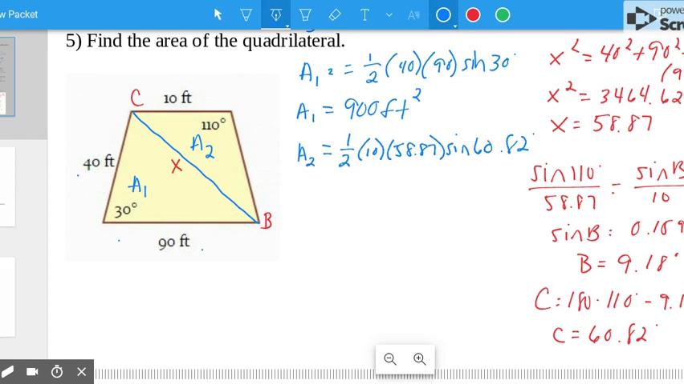Then double check your work in your calculator. We're looking at 256.99, again, square feet. And finally, one more step. We just have to find the total area. So add those up. And 1156.99. So again, if you found this a different way, that's your target.